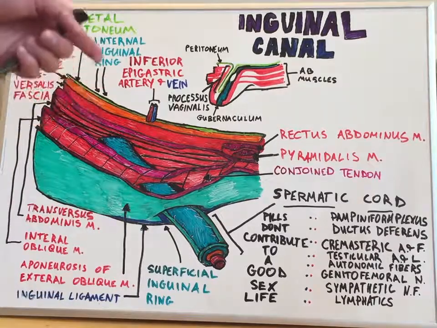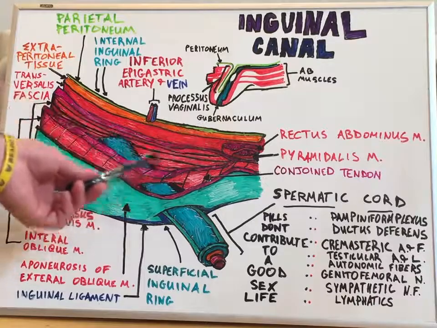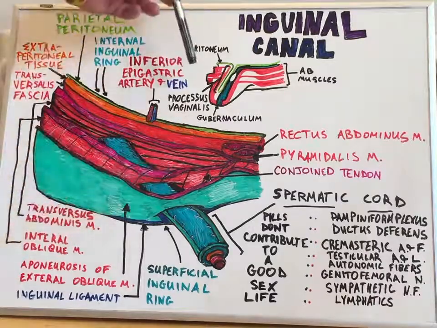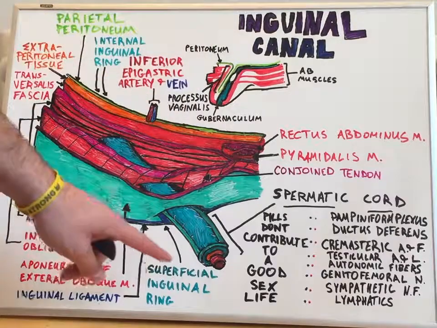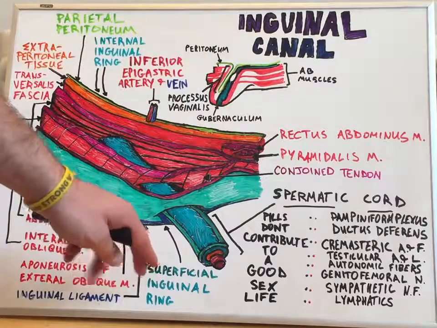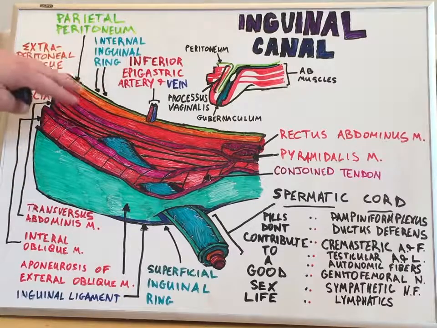And a direct hernia would be normally from a weakening in the abdominal walls here. So the hernia, or the abdominal contents, would directly herniate through the muscles and then out through the superficial inguinal ring, completely not even bothering with the internal inguinal ring.